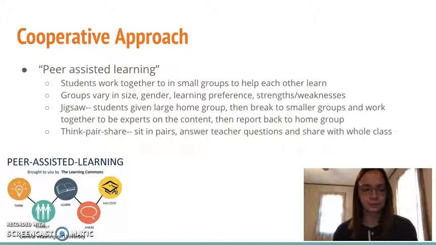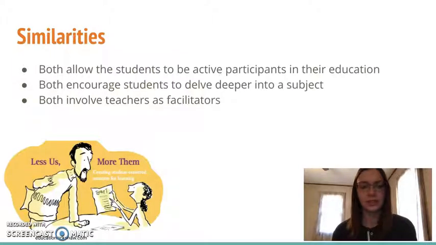Some similarities are that they both allow the students to be active in their education. So they both allow them to dive deeper into a subject on their own, as opposed to the teacher guiding them through and being more active. So instead of teachers being active, they're more of facilitators. They're kind of guiding them through the content, through the group work, to help them reach their goal. So it's less teachers and more students.